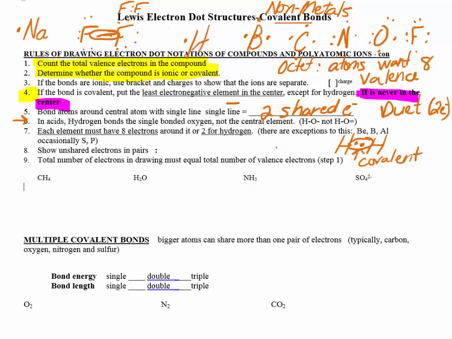So there are 2 ways you can get those electrons. They can either be shared between 2 atoms. This line only happens between atoms. Or you can use lone pairs. Unshared electrons are also called lone pairs.